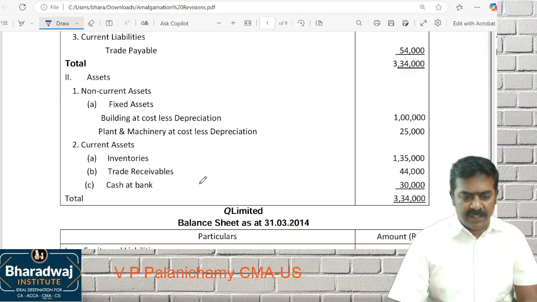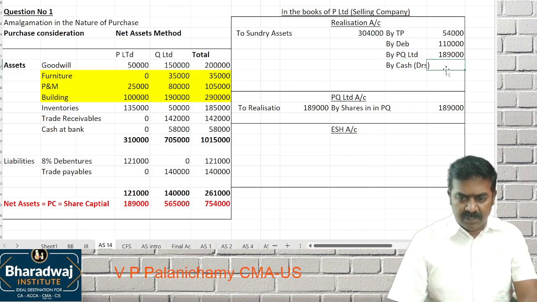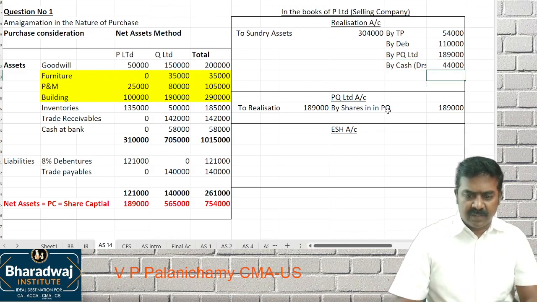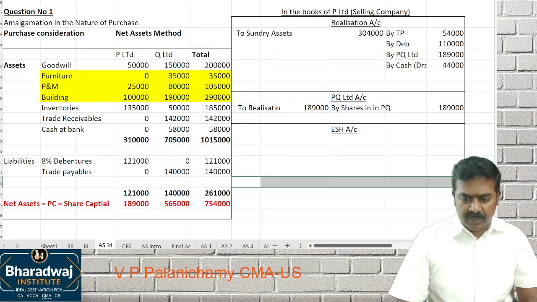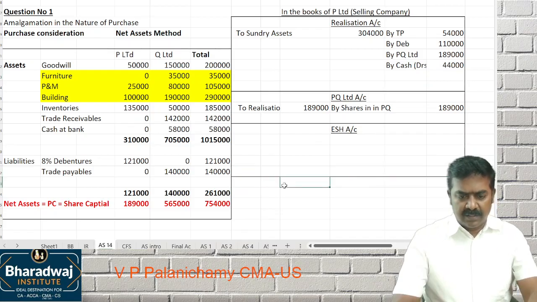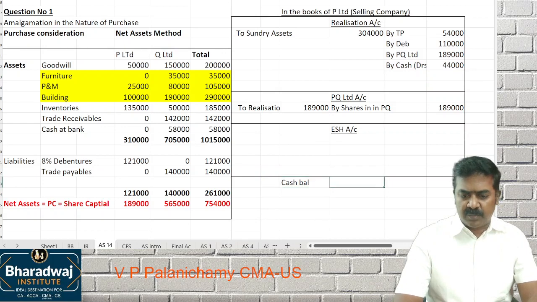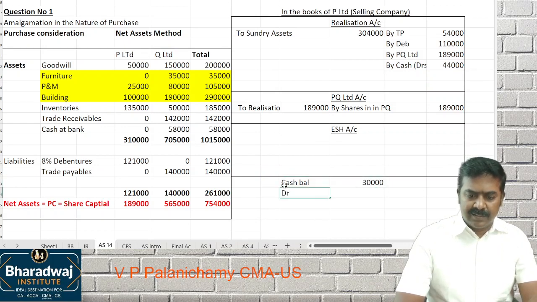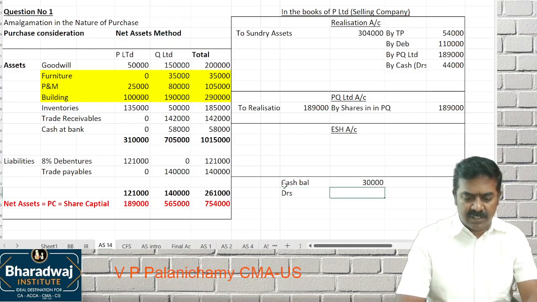Debtors, how much realized? 44,000. 44,000 realized in full, it says. Wait. Before we go for equity shareholders, let us check how much is available for payment. Cash balance left with us. What is the cash balance left with us? 30,000. What are the debtors realized in full?